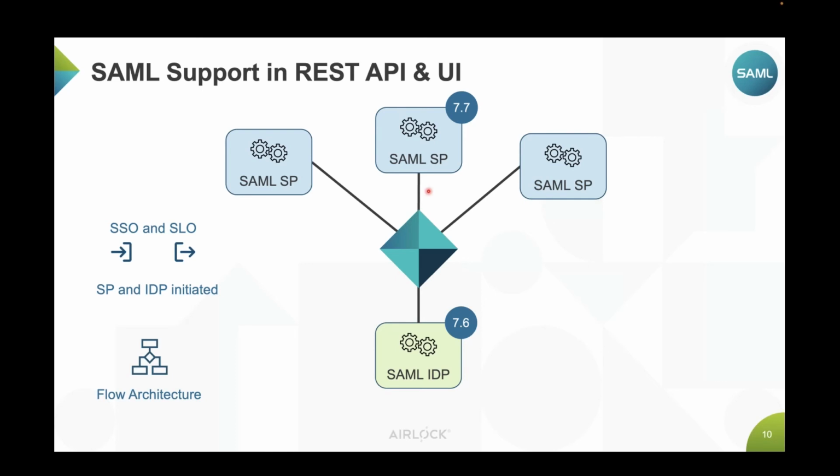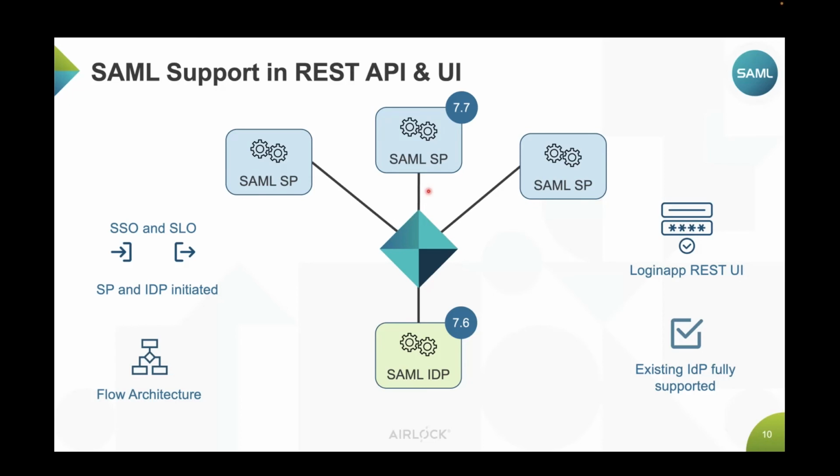I already mentioned that we are using all the advantages of the flow architecture, so you have all the bells and whistles for authenticating users, getting consent, signing off on terms of services, and all the other stuff that you have with the flow architecture. Of course, we also integrated everything into the REST UI, both the identity provider side, but also the service provider. So if you want to have user interaction on the service provider during the authentication, you can also do that.